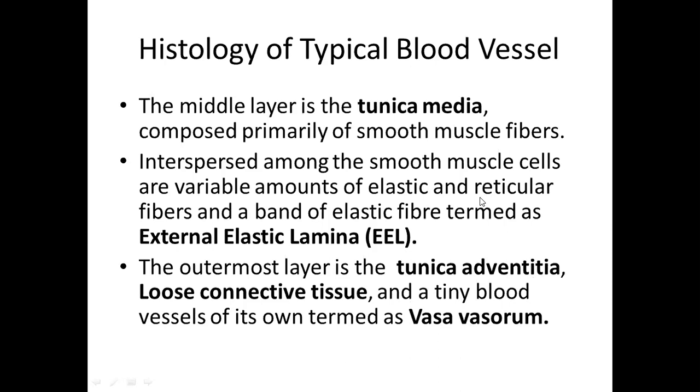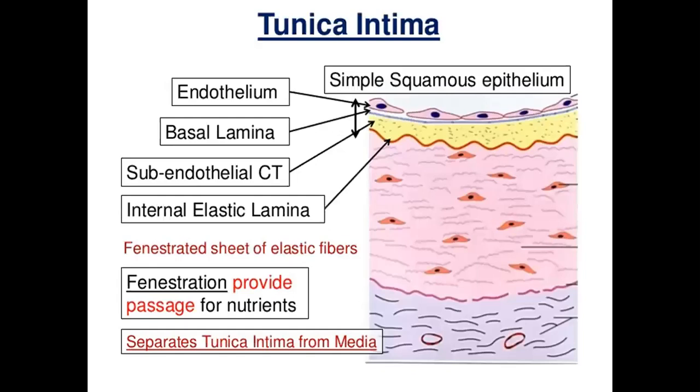Now we are going to look at these three layers: tunica intima, tunica media, and tunica adventitia or externa, one by one in a schematic diagram. A very good schematic diagram. I have taken this from an online PPT to give you the basic idea about the three layers. So this is a complete wall of a blood vessel, very thick, made up of three layers.